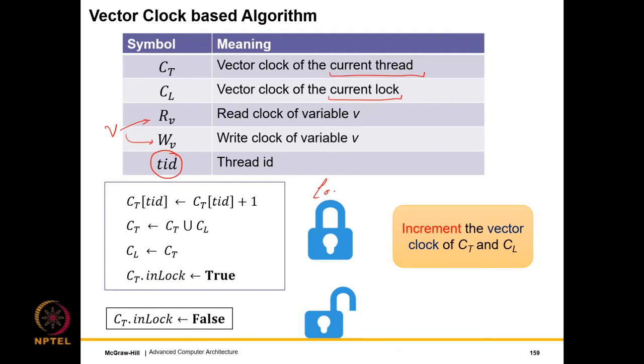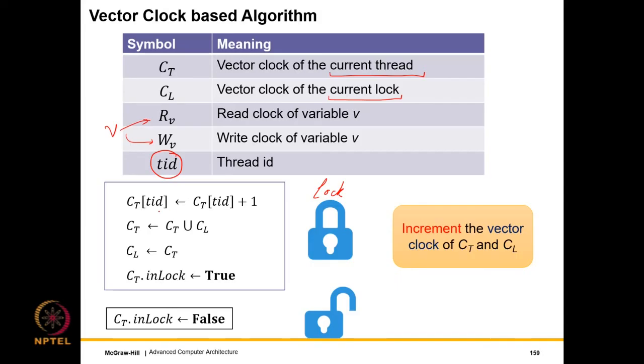So let us now look at the lock operation. In the lock operation, here is what we do. The first thing that we do is increment the current time of the thread, which is basically CT[TID]. Recall that CT is the vector clock of the current thread. So we go to its TIDth element and we increment it, which is quite similar to what we were doing when we were sending a message. So in this case, we are doing something very, very similar.